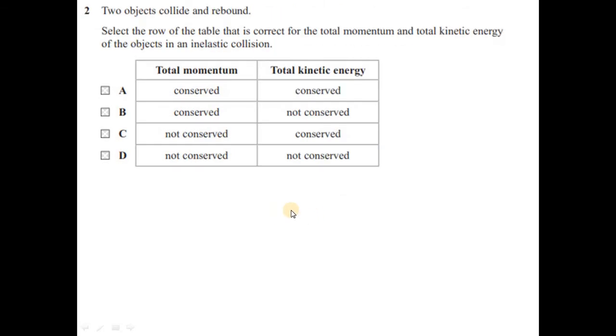Question number 2. Two objects collide and rebound. Select the row of the table that is correct for the total momentum and total kinetic energy of the objects in an inelastic collision. Remember, no matter what type of collision we have, momentum always remains conserved. So we cannot have option C and D. We need to choose either A or B, because in both we have a conserved momentum.